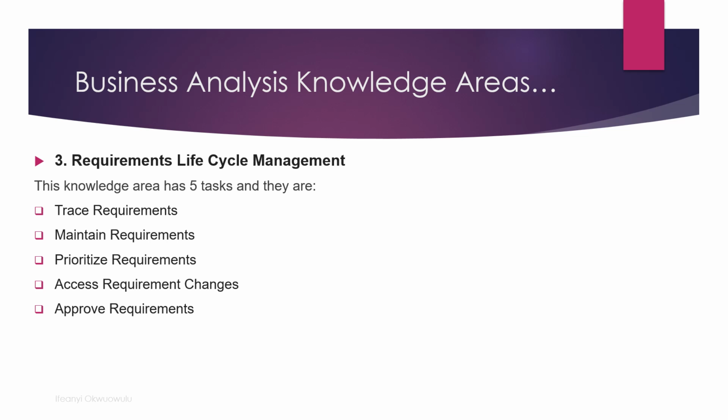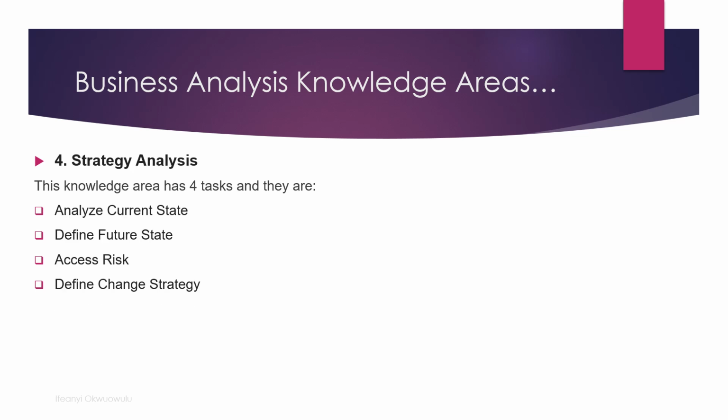We move to the next knowledge area now, strategy analysis. So strategy analysis has 4 tasks. First task here is we analyze the current state. So this way we try to understand the need and understand the capabilities of the current state of the business. Then we define the future state. That's the potential or target area we want to be. That's the to-be process, what we want to achieve, and the solution we want to achieve.